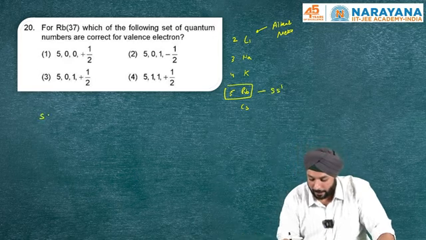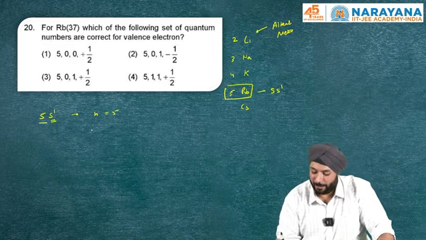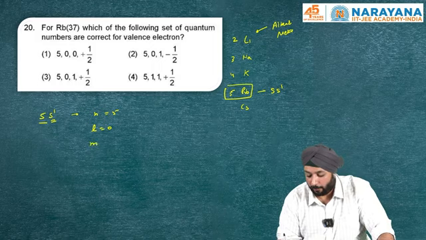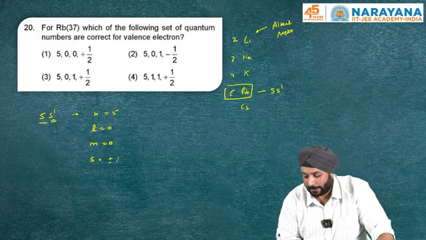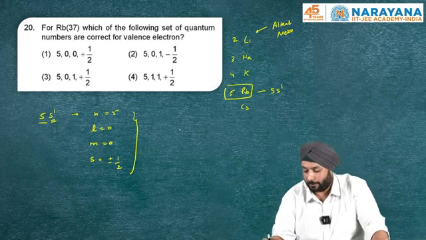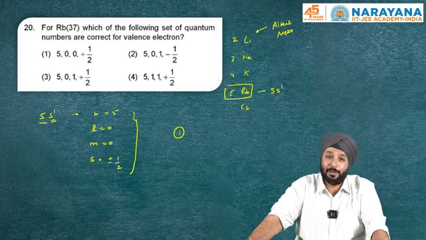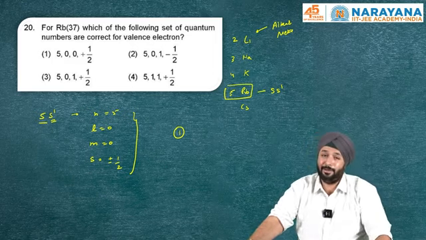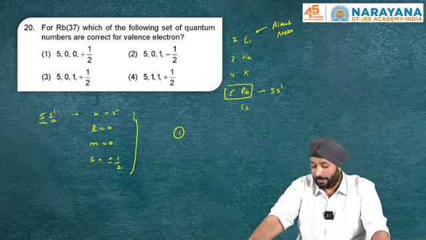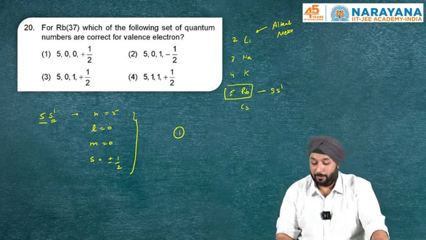If it is 5s1, so n value is 5. L value for s is 0. Obviously m will be 0 and your s should be plus or minus half. Now check which option is correct over there. Option number 1. So this kind of question can be done directly, no need to write down the Aufbau principle, long electronic configuration. A student might make an error in writing this, right? So anyway, you understood. This is the end of objective questions.